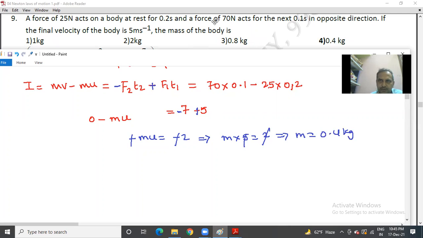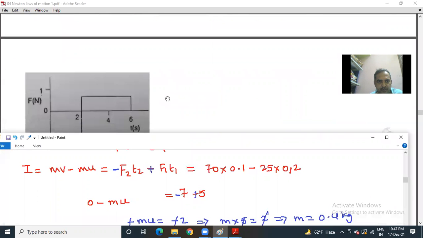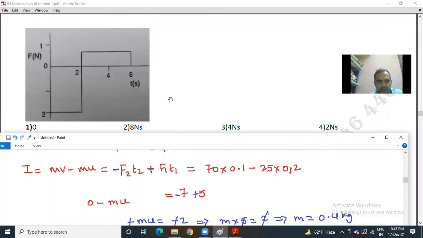Let us proceed with the next question. A force time graph for the motion of a body is shown in the figure. Change in linear momentum between 0 and 6 seconds. So the figure is here. This is the figure. So now we are going to discuss the solution.